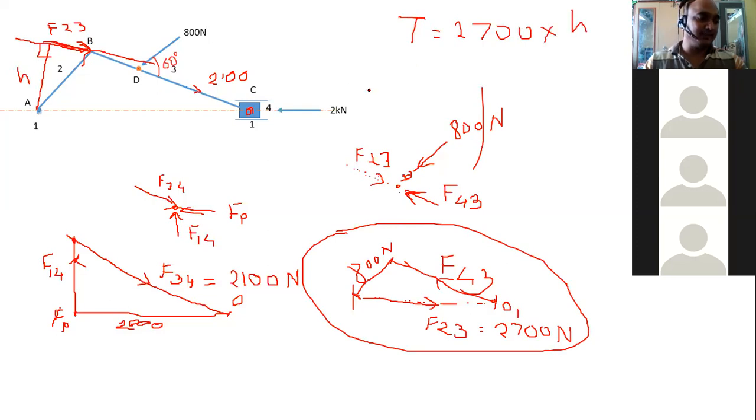And this h you are getting, I think, again 230 mm. Actually 230 mm you are going to get. When you put h equal to around 230, I don't know the exact value, you will get T around 621 Newton meter. The solution is around 621 Newton meter. This is the value of T. So this is the solution.